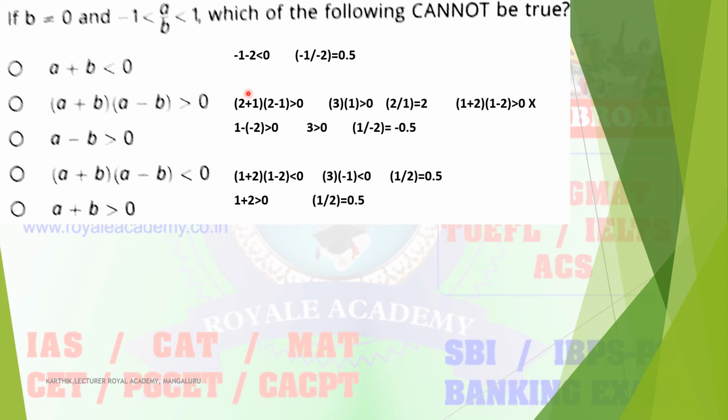So then same values, a value I have taken 2 and b value I have taken 1. So you will get the answer 2. So whether this 2 is in between minus 1 to 1? So no. So it is not possible. 2 divided by 1 is 2. So 2 is not in between minus 1 to 1. So it cannot be true. So the second statement cannot be true as per the rules.